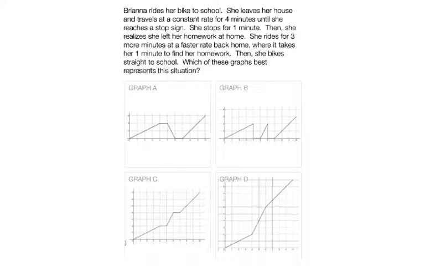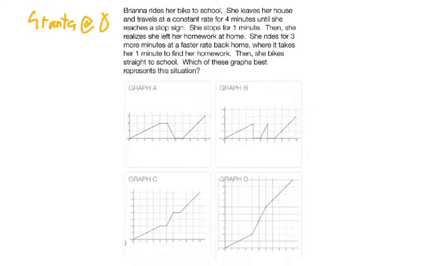Which of these graphs best represent the situation? Okay, so before you start choosing, let's just think about it. She's riding her bike to school. So that means she leaves her house, so she's going to start at 0. I'm looking at each of the graphs. They all start at 0. Okay, cool. She travels at a constant rate for 4 minutes.